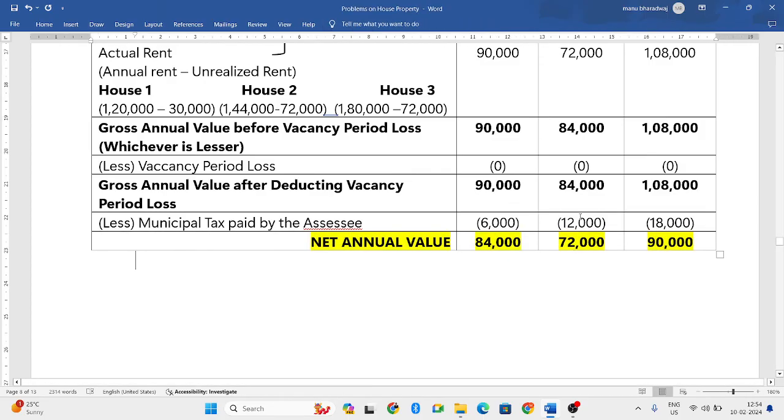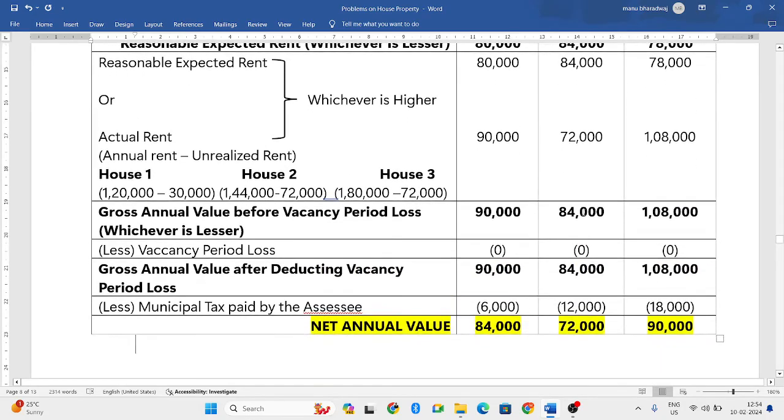This is how you need to solve the problem. Hope you have understood how to solve the problem. This might be asked for section C because they have asked for 3 houses. It's a very simple problem.